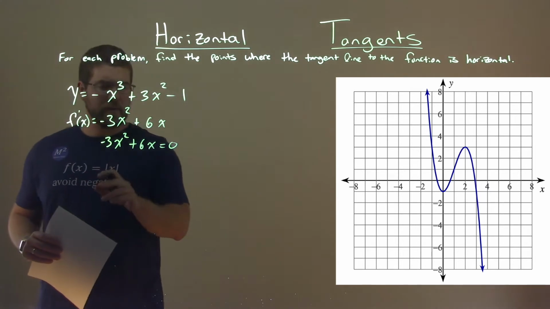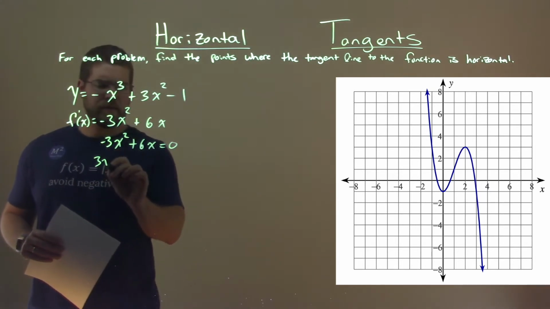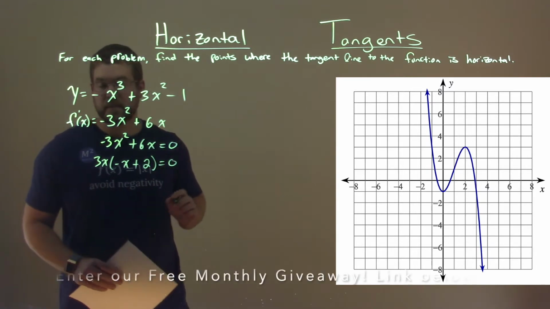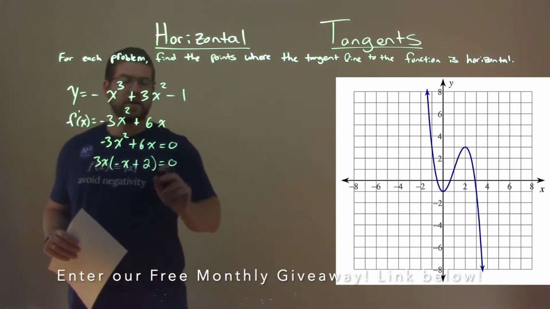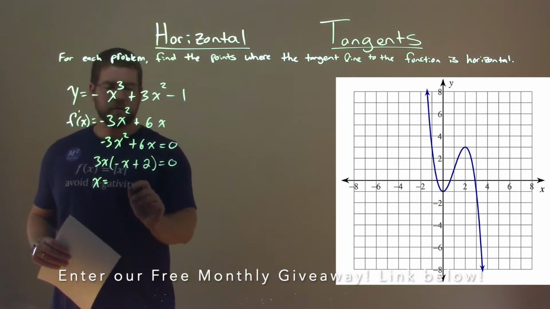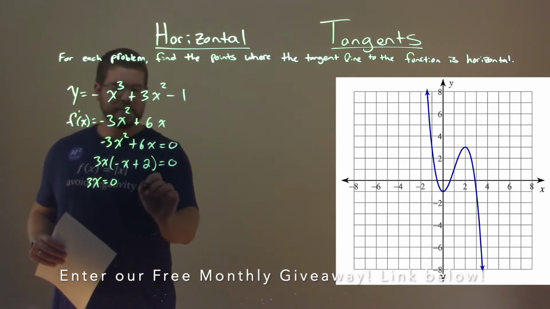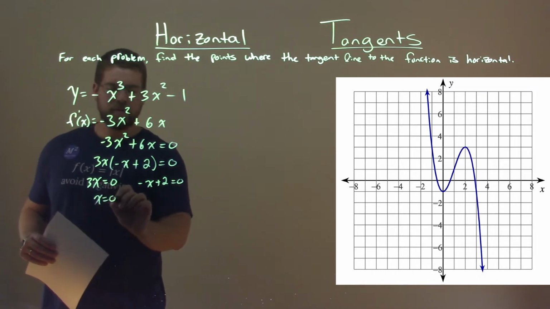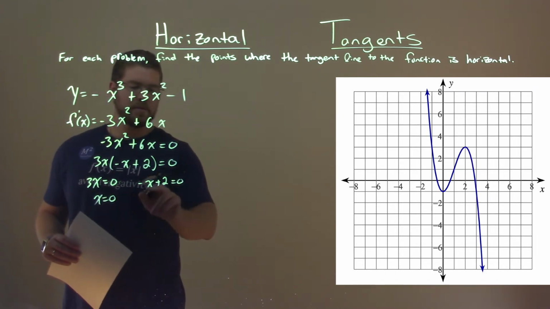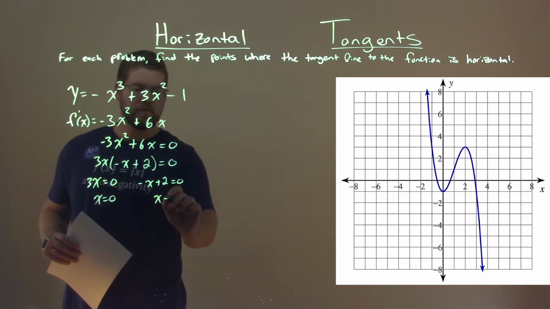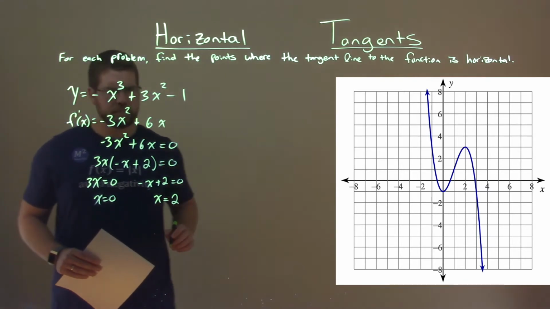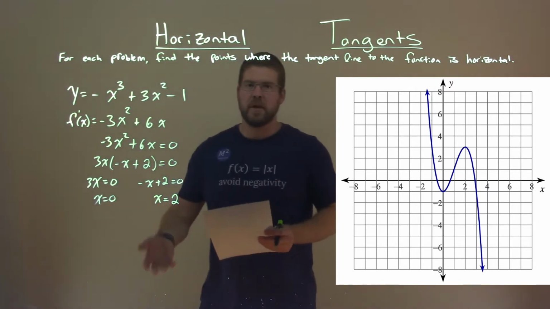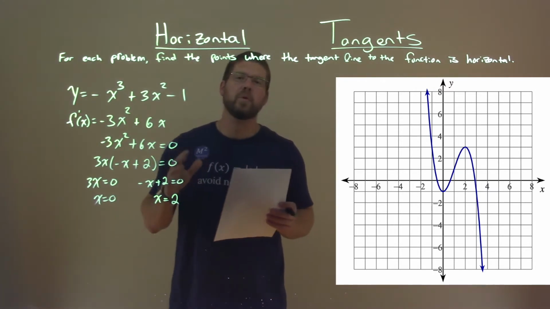Well, this is just algebra at this point. Let's pull out a 3x here, and we're left with negative x plus 2 equals 0. Set both parts equal to 0: 3x equals 0, and negative x plus 2 equals 0. Here, x equals 0. This one, subtract the 2, divided by negative 1, and x equals a positive 2. Well, we have our two x values where we know the slope of the tangent line is equal to 0, but they want the whole coordinate point here.